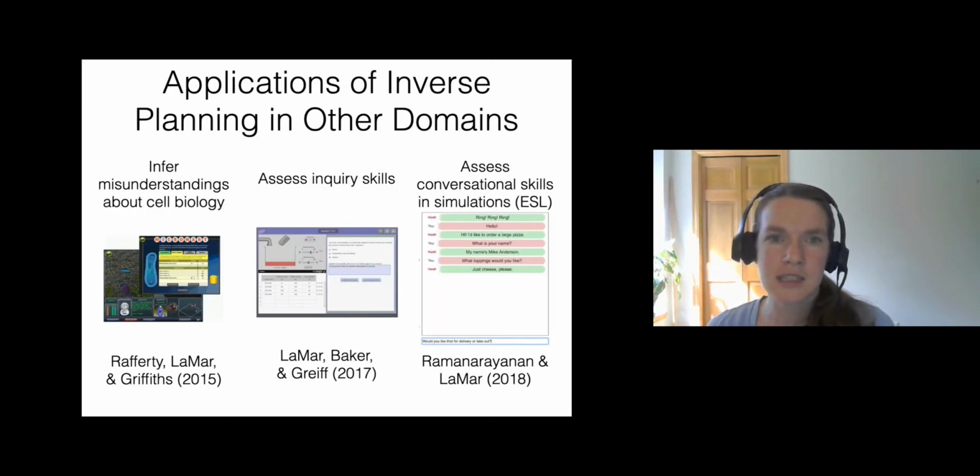We've also applied this in other domains. So my work with collaborators Michelle Lamar and Tom Griffiths, we applied this to infer misunderstandings about cell biology. And there's been other work in which people have applied inverse planning to assess inquiry skills and to assess things like conversational skills in simulation. So the modularity of this approach, where you've got this general information processing framework, then you need to specify an MDP for your particular domain, can work pretty well across some pretty disparate domains.